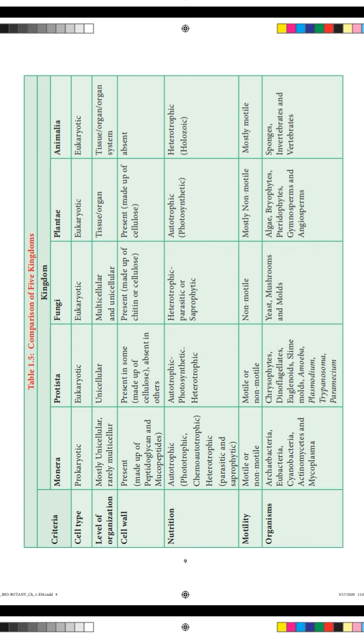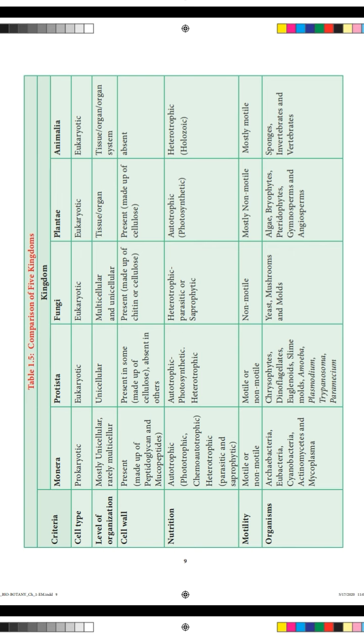Next criteria for classification is nutrition. So whether they are autotrophs or heterotrophs. In the kingdom Monera, they were autotrophic organisms. Autotrophic also, they have two modes: phototrophic and chemotrophic. Phototrophic means those organisms which use the sunlight for preparation of food. Chemotrophic means those organisms which use the chemical energy for the preparation of food. So either in the chemotrophic way or in the phototrophic way, the organisms prepare their own food. Such types of organisms were brought under the Monera. It also included some heterotrophic organisms.